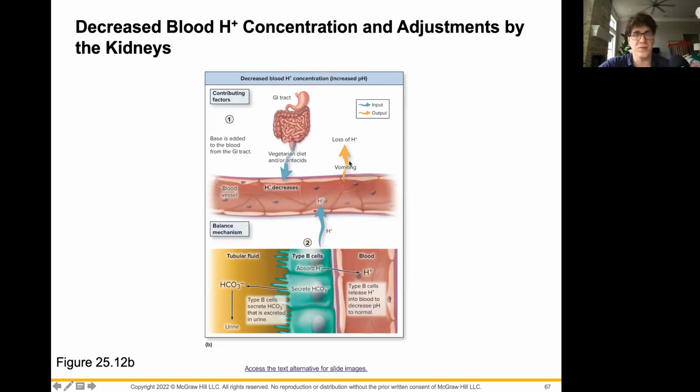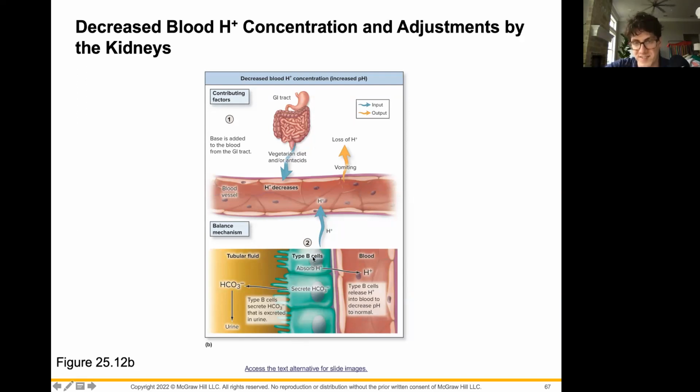Now, the opposite of this can also be true. So someone that eats a really high vegetable diet, or someone that's taking lots of antacids for heartburn, for instance, that is getting rid of excess hydrogen in there. So it's actually going to cause a decrease in the hydrogen ion concentration in the blood. So when we see this decrease in the hydrogen ion concentration in the blood, we now need to fight against that.